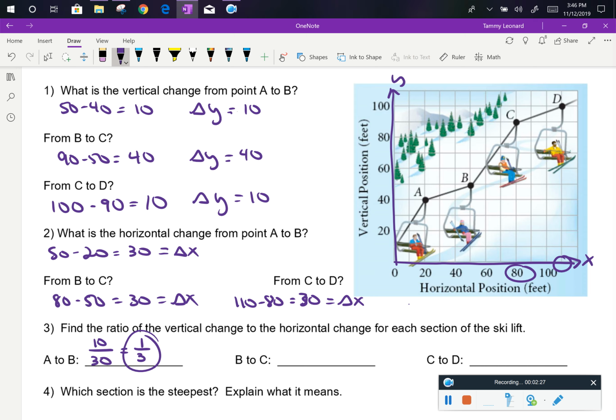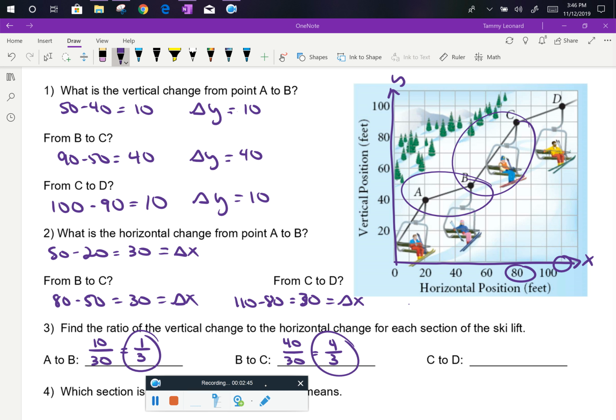In B to C, pulling our numbers from above, we see we have 40 over 30, which is 4/3. Now notice 4/3 is a bigger number than 1/3. And if we look at the lines, this section is steeper than that section.